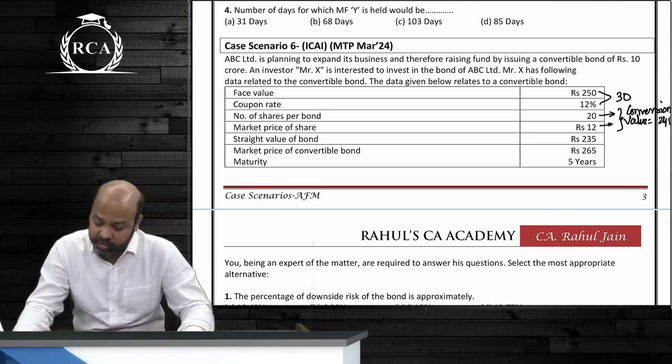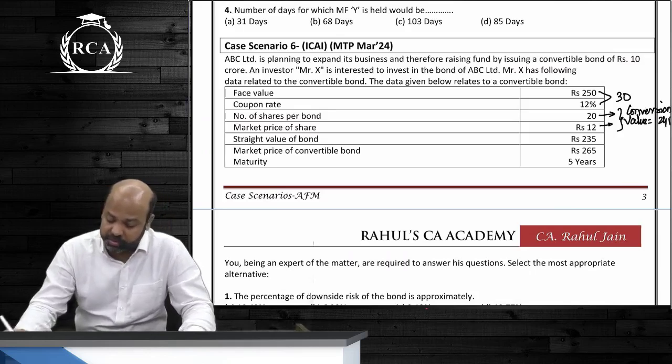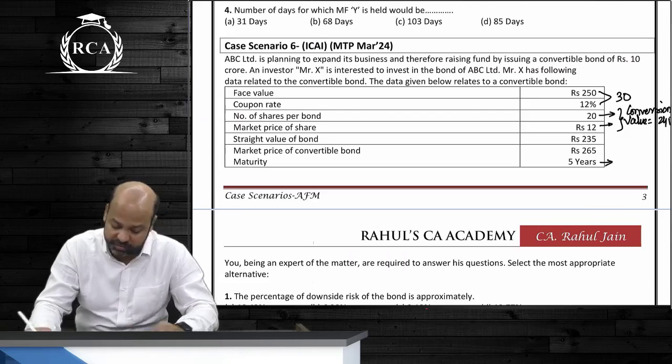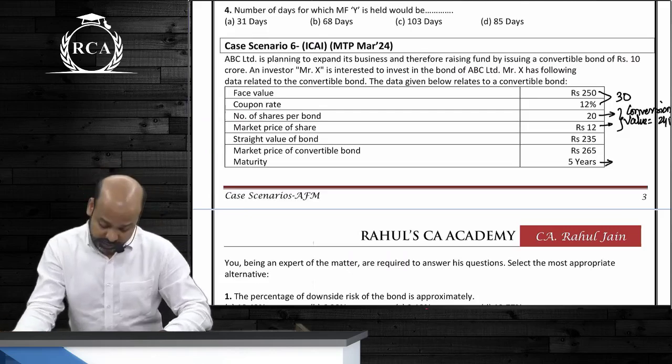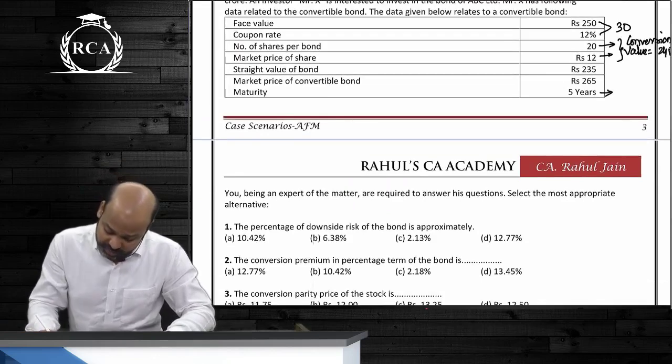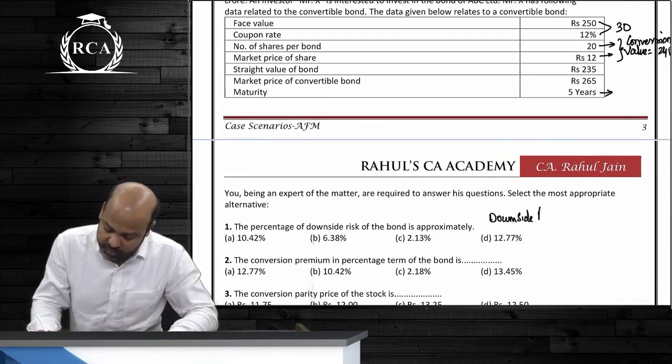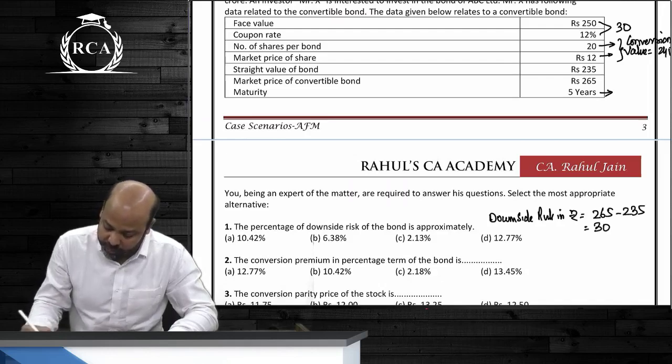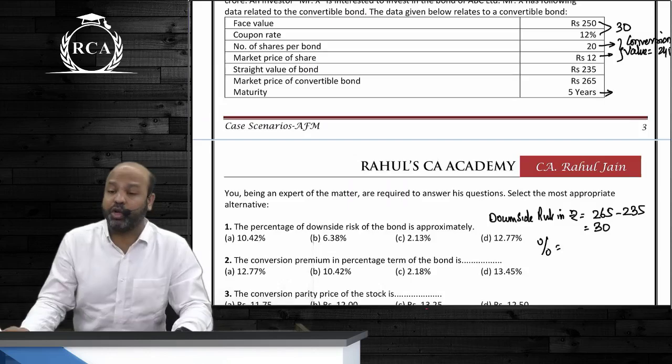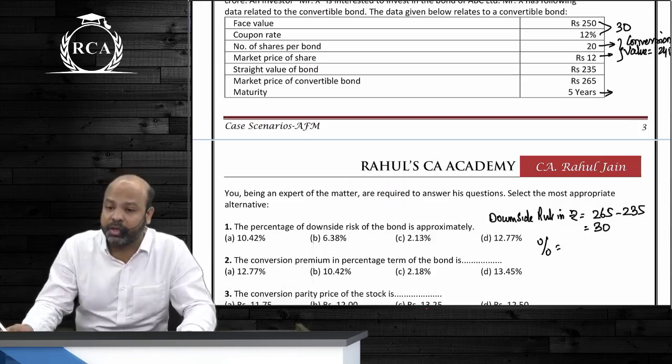Straight value is 235. Market price of convertible bond is 265. Maturity is 5 years. First bit, downside risk in percentage. In rupees, how much is it guys? How do you compute downside risk? You compare the market price of a convertible bond with what? Straight value of a bond. So that will be 30 rupees. In percentage, by default, you divide by 265 or 235? 235. By default, beta, we divide it by 235.